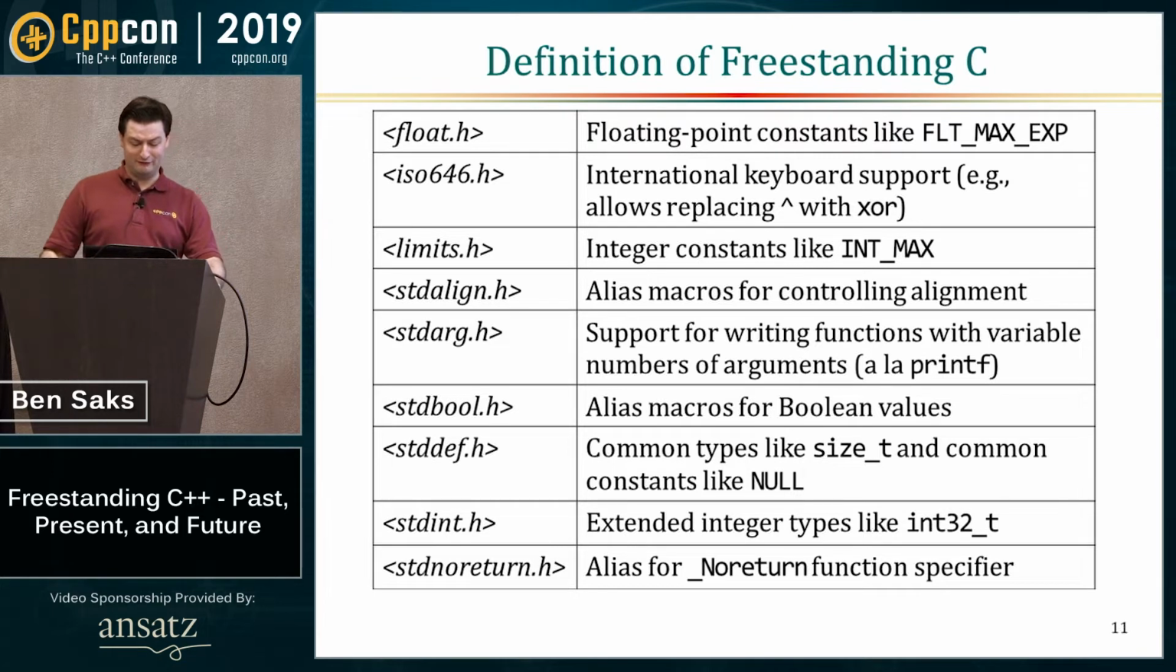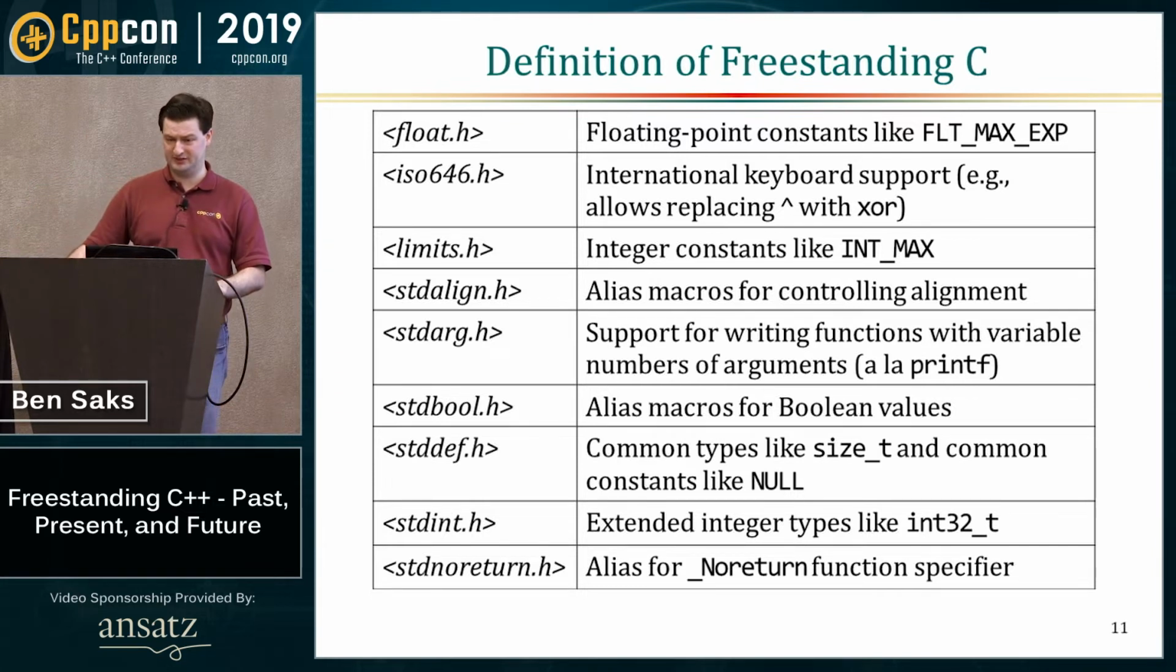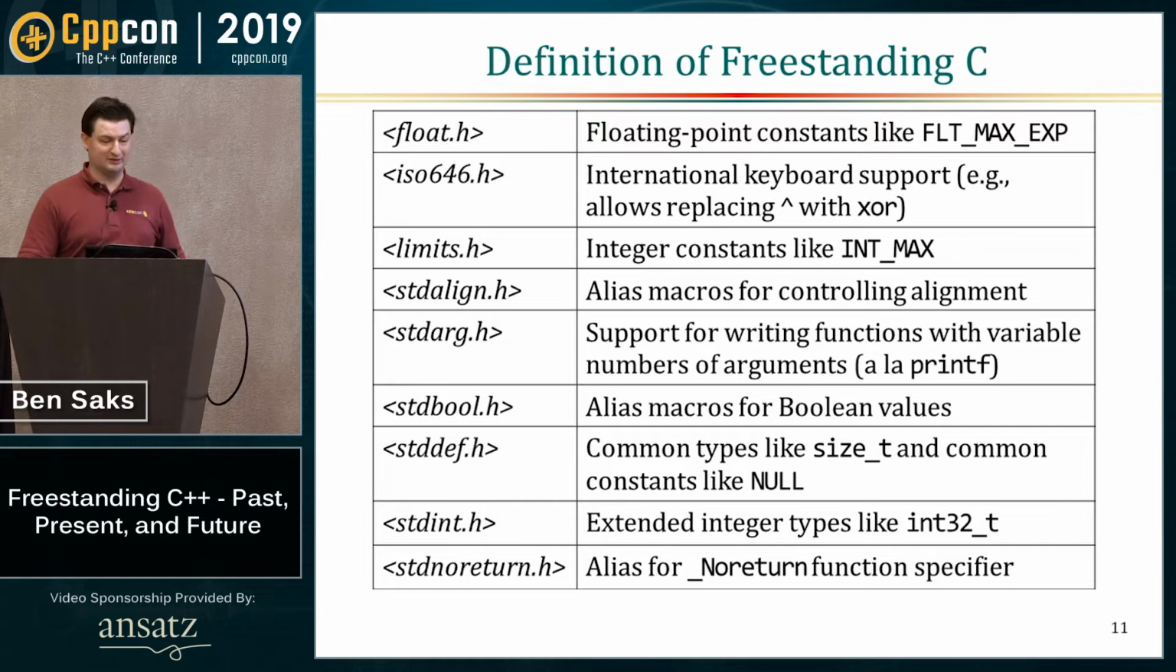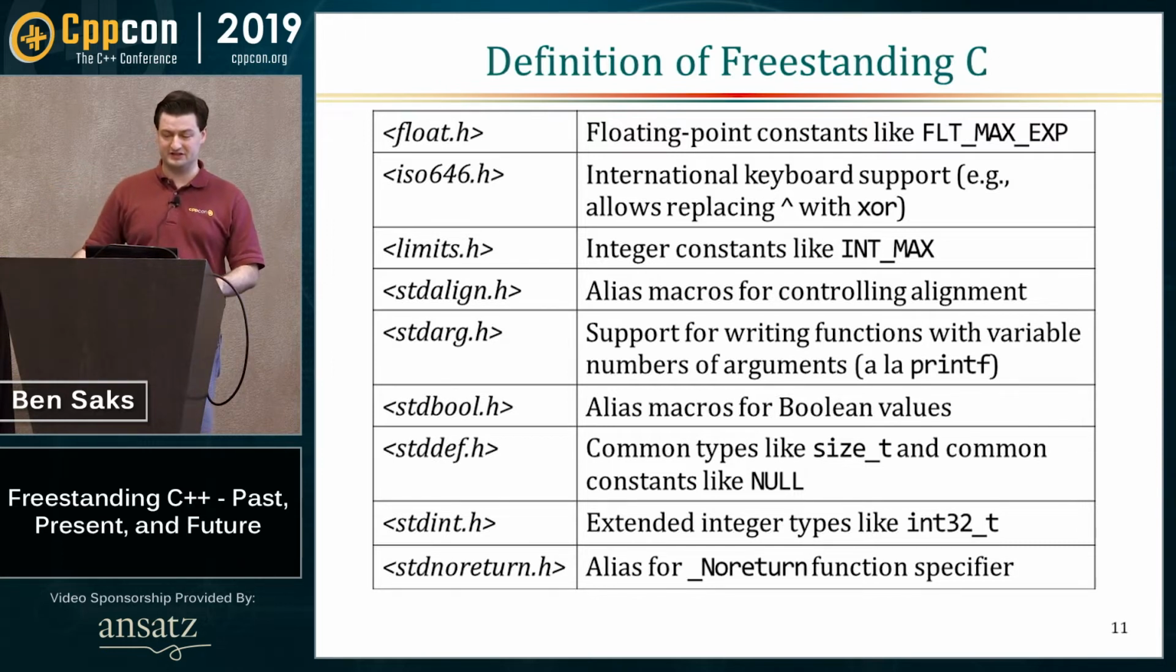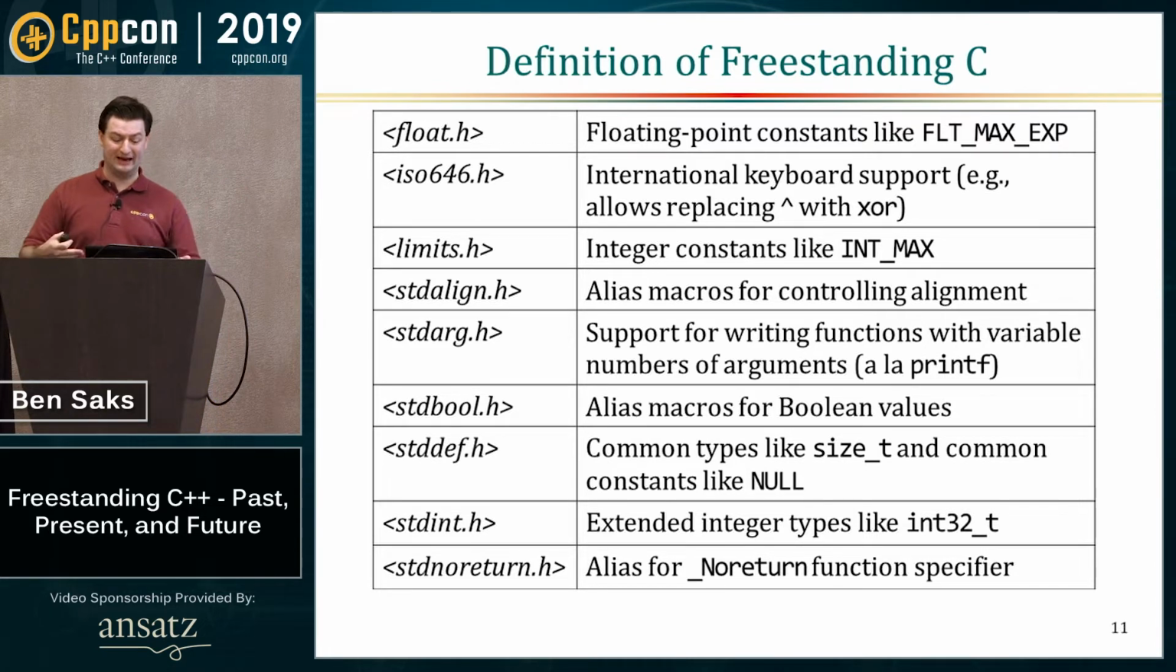We also have headers like stddef.h and stdint.h that provide common types like size_t or the extended integer types, as well as common constants like NULL. And then there are a few others that do things like international keyboard support for keyboards that don't necessarily have all of the characters that C was written to expect, as well as stdarg.h, which lets you write functions like printf that take a variable number of arguments.